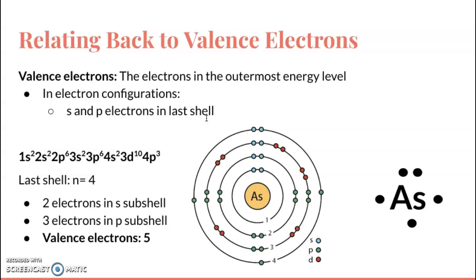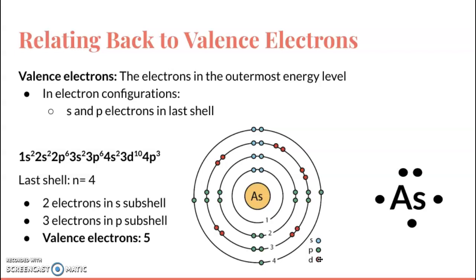And almost all of the time, and when I say almost, I mean literally almost all of the time, whatever total electrons exist in my S and my P outermost energy level are going to be my valence shells. So if I have 1s2, 2s2, 2p6, 3s2, 3p6, 4s2, 3d10, 4p3, we're talking about arsenic. I have my Bohr diagram here, and it literally color codes where my S, P, and D's are, okay?